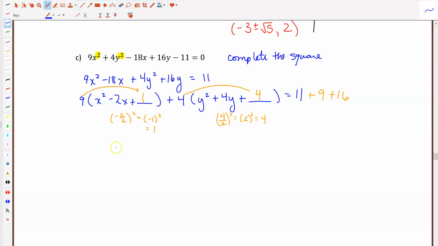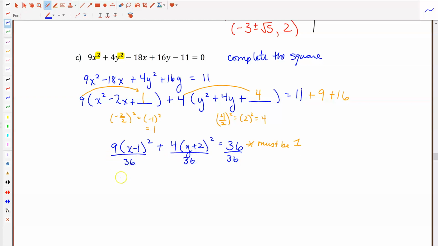Okay, so let's clean this up. I'm going to get 9 parentheses x minus 1 squared plus 4 parentheses y plus 2 squared is equal to, all right, 11 plus 9 plus 16 is 36. Okay, so the value over here, this must be a 1. So we're going to divide everybody by 36.